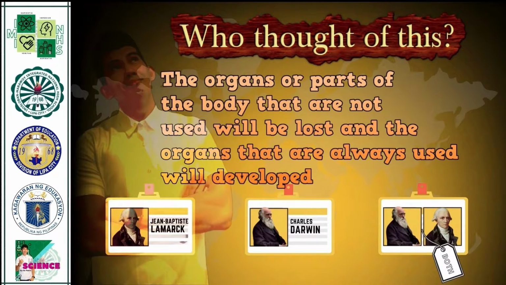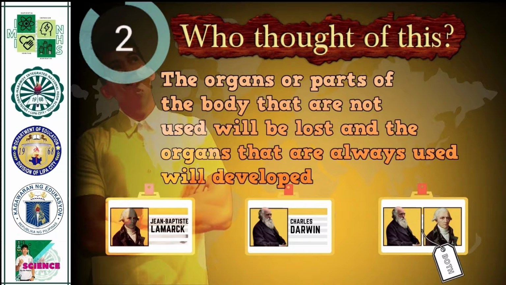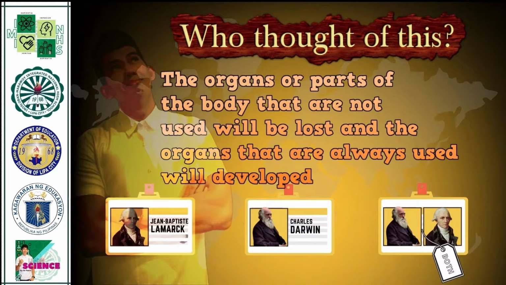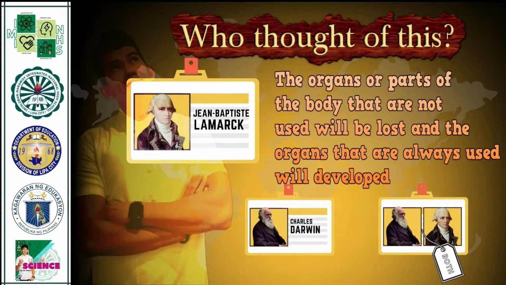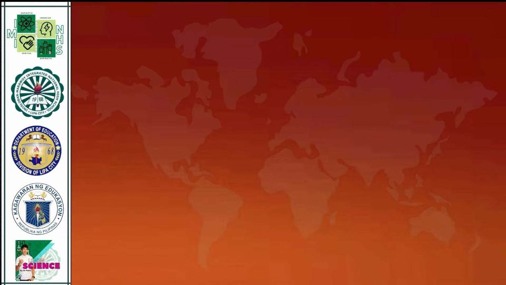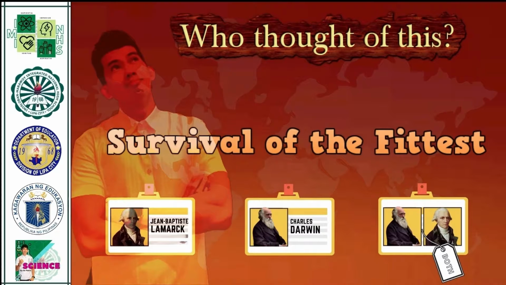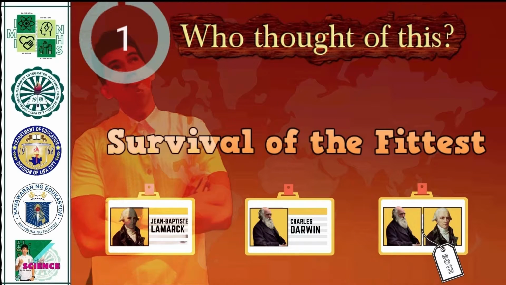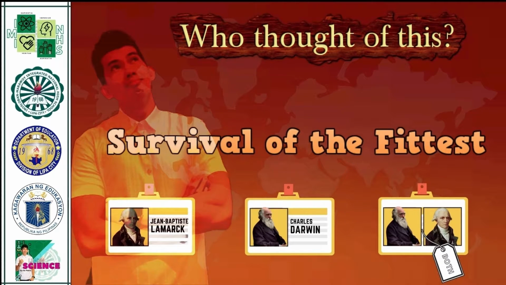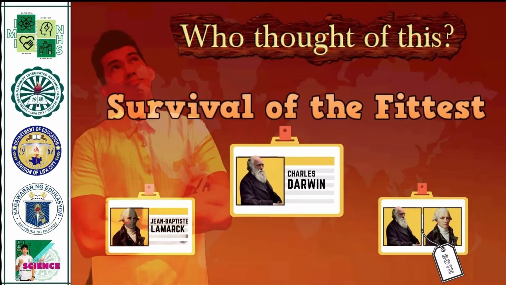Question number 4. Who thought of this? The organs or parts of the body that are not used will be lost, and the organs that are always used will develop. Good job! This idea was proposed by Jean-Baptiste Lamarck. Question number 5. Who thought of this? The survival of the fittest. Nice! The survival of the fittest was proposed by Charles Darwin.